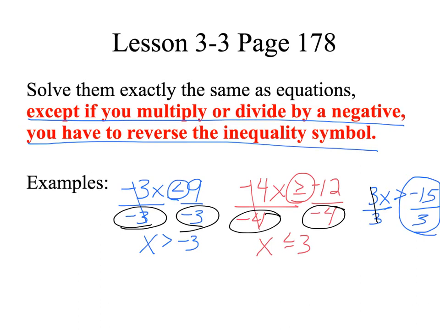This one is going to stay x is greater than -5. So don't think every time you see a negative number you have to flip the sign. It's only when what you do to both sides is a negative.